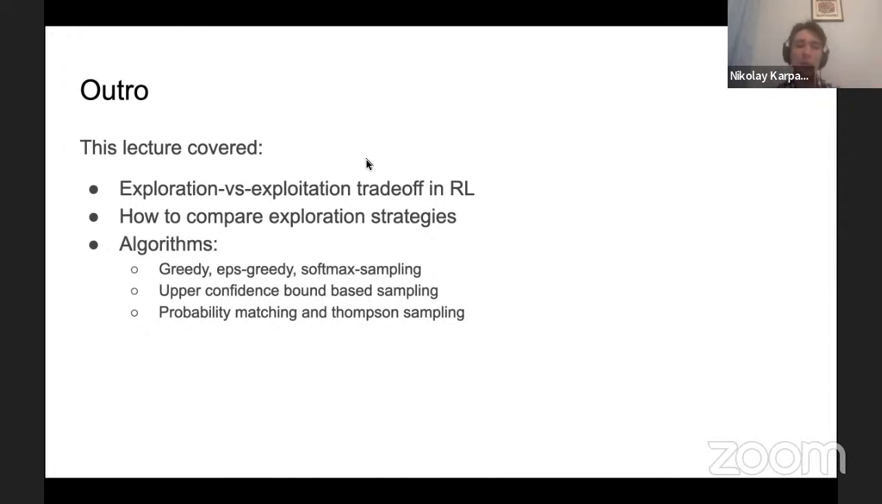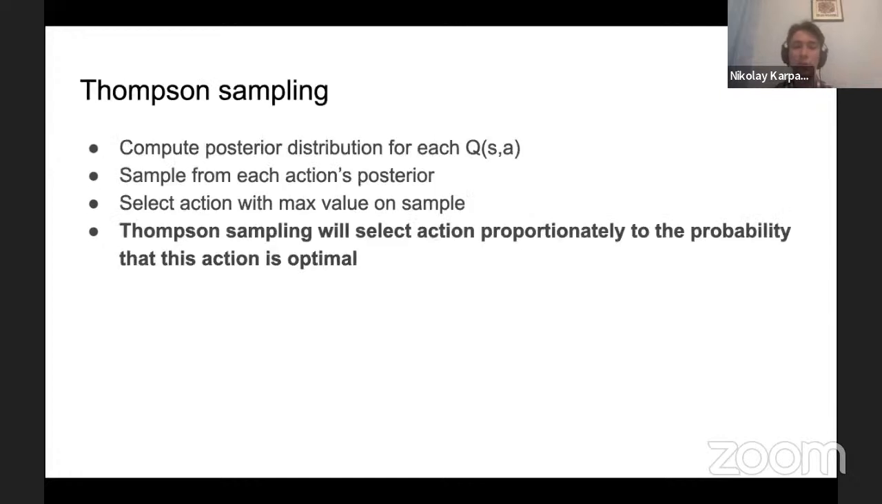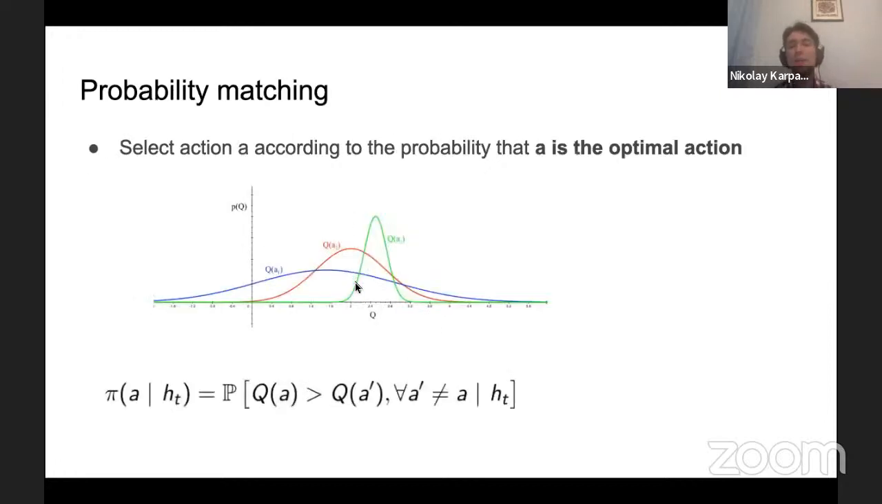So apart from that, we can compute the exact probabilities that one action is greater than the other based on our previous observations. And there is an algorithm called Thompson sampling, which computes these probabilities by drawing samples from the posterior distributions of Q values, or rewards, for each action.